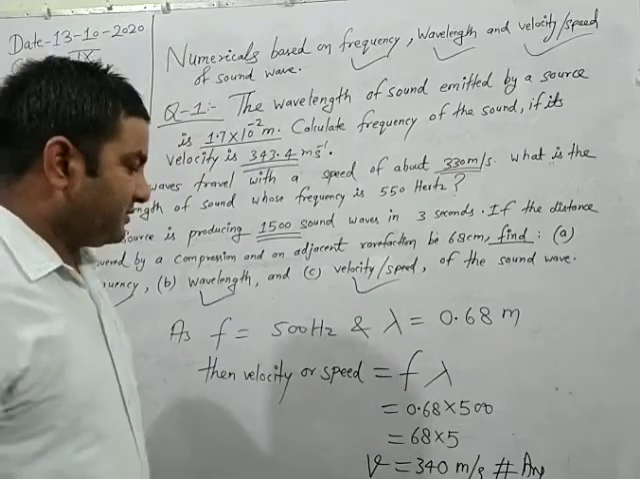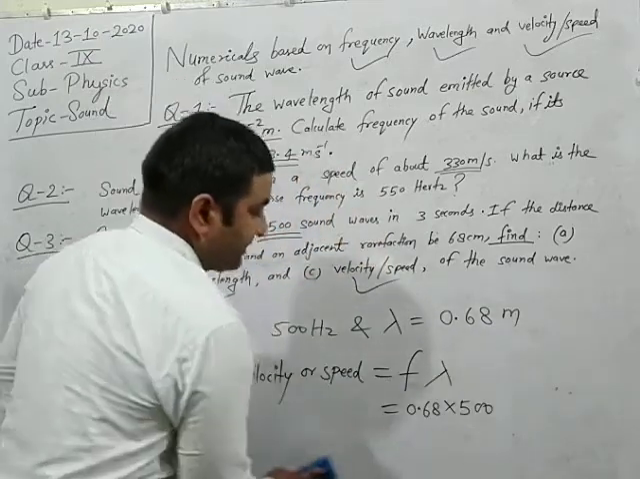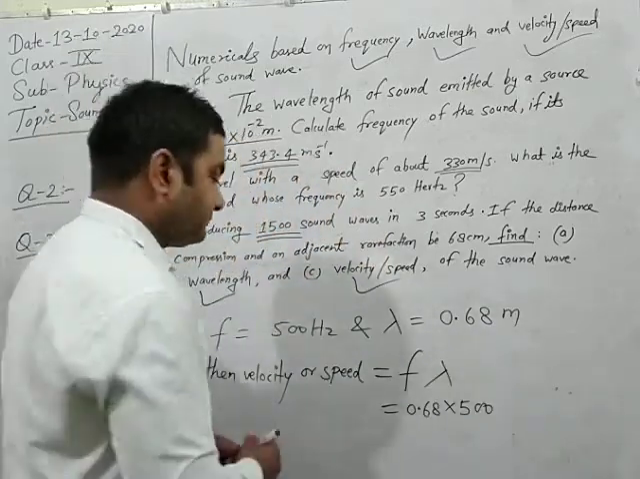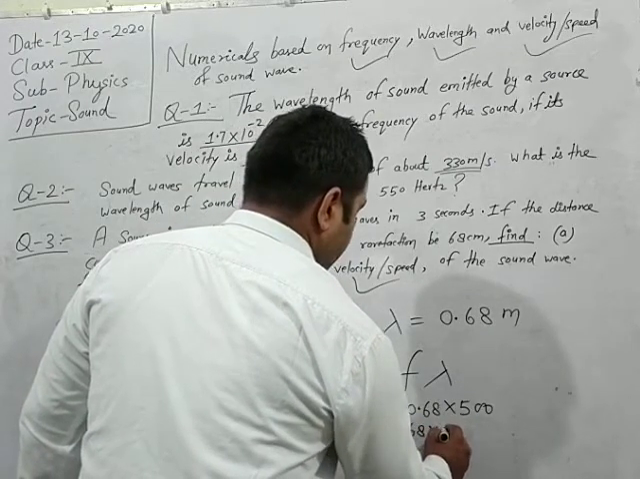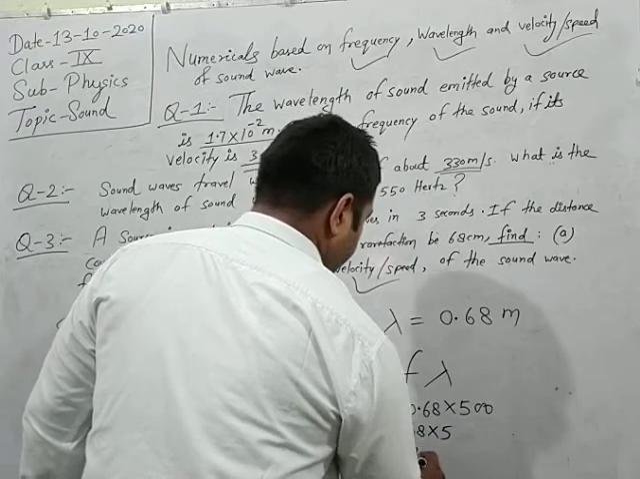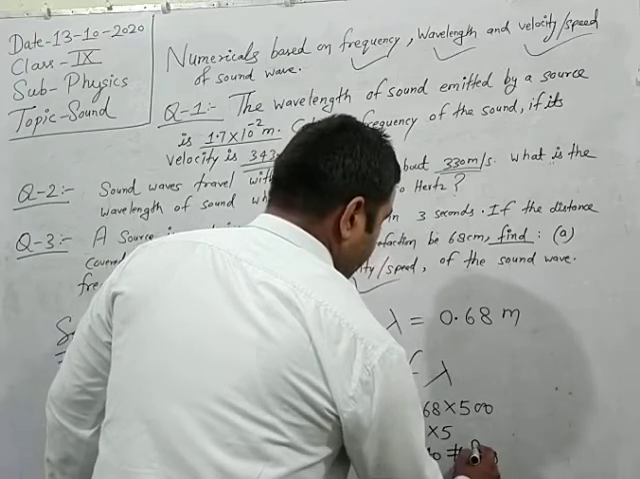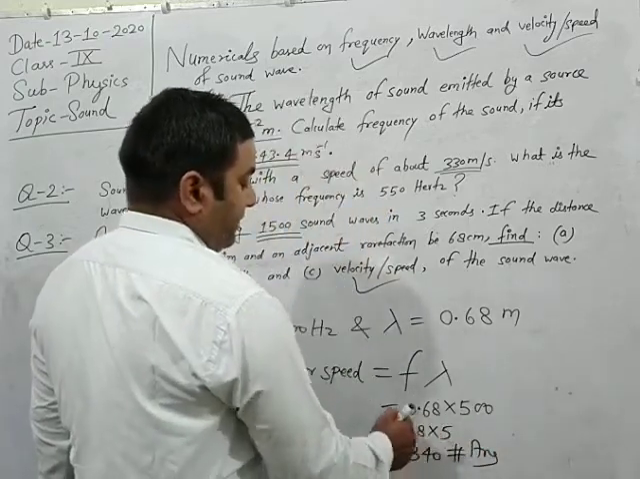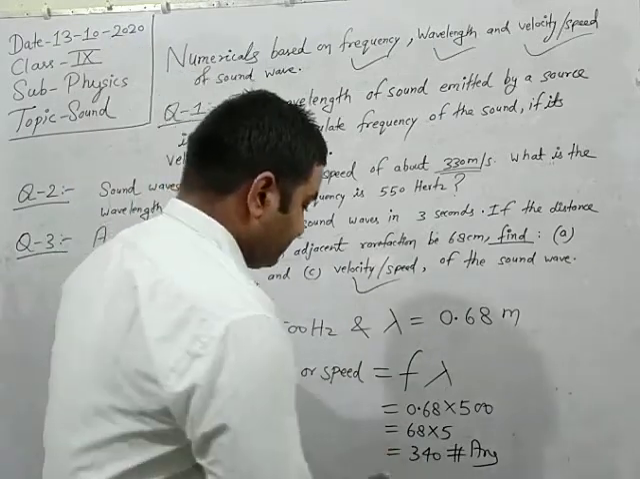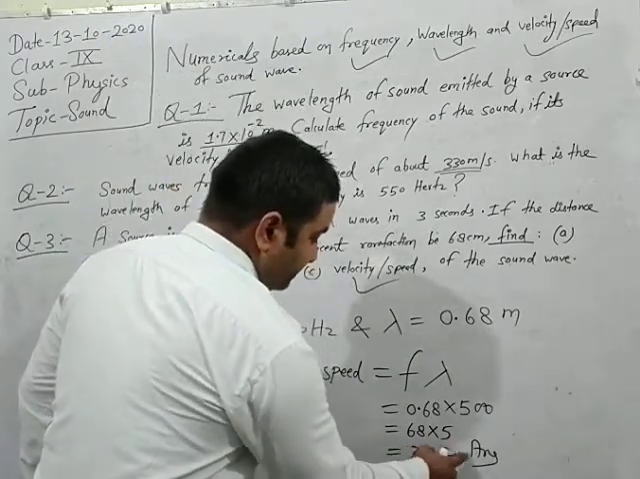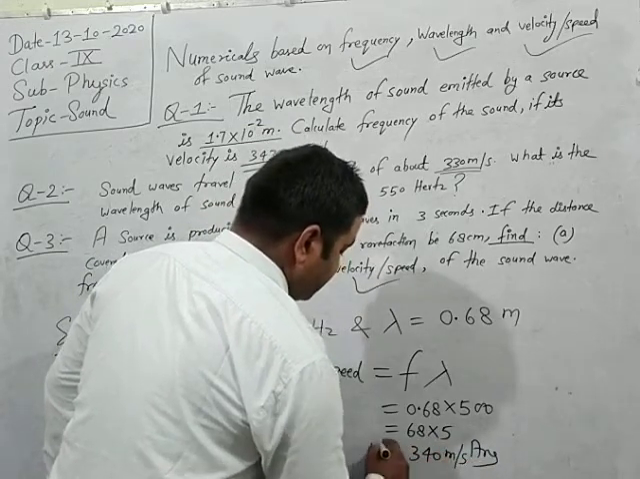Just writing somewhat above because it's not visible clearly. 68 into 5 is 340, because 5 times 8 is 40, 5 times 6 is 30, and 4 is 34. So 340 meter per second. The unit here is meter per second, and the speed symbol is v.